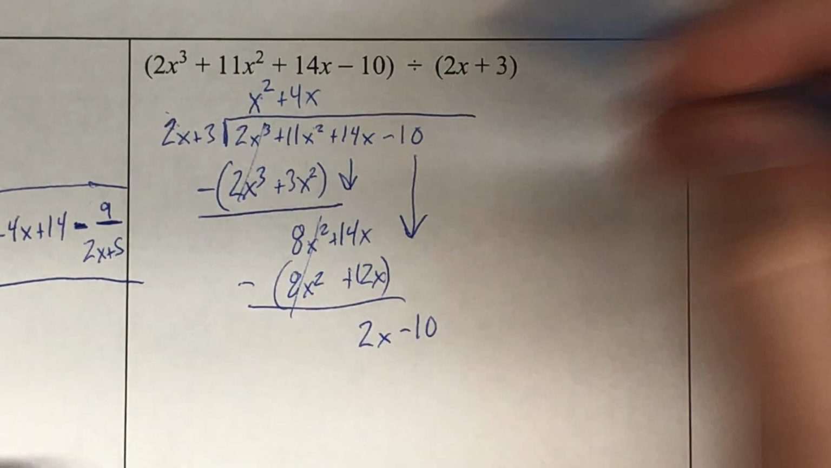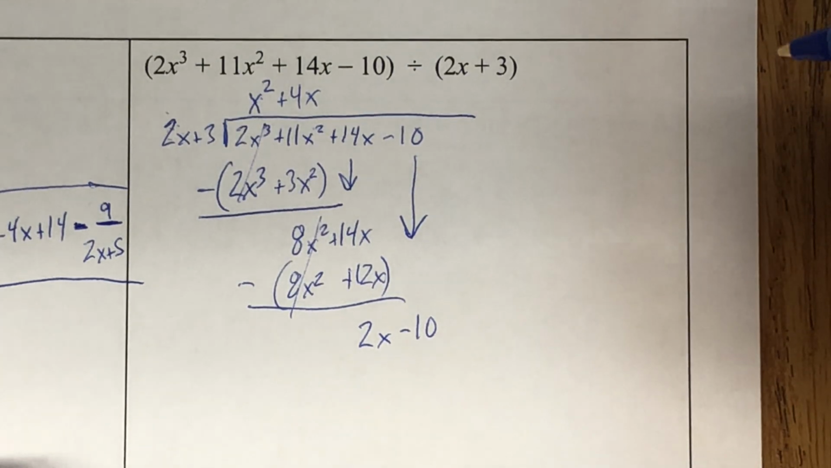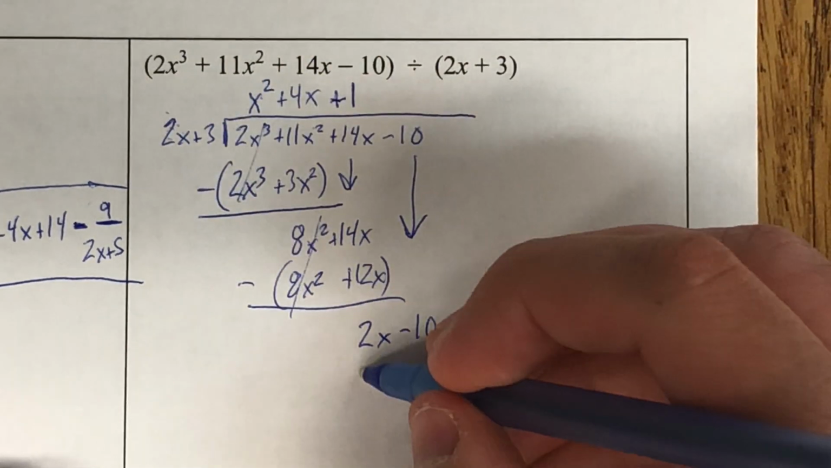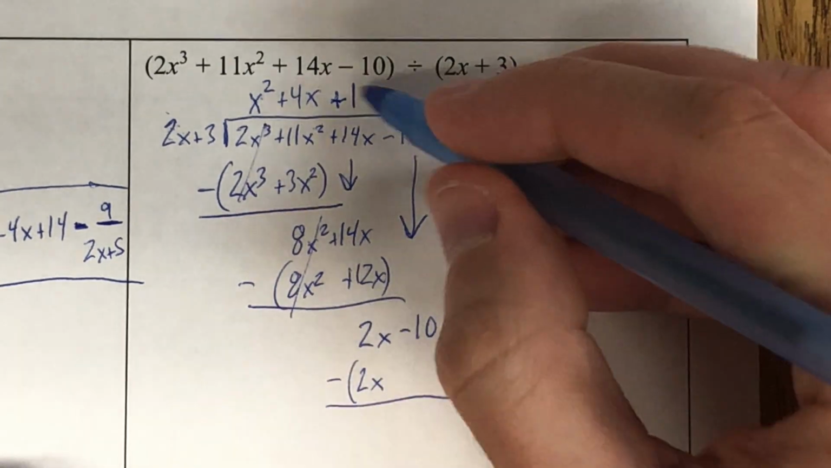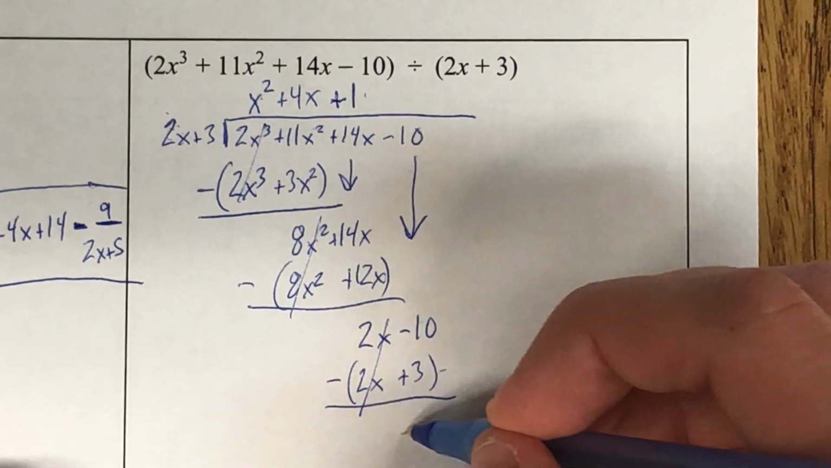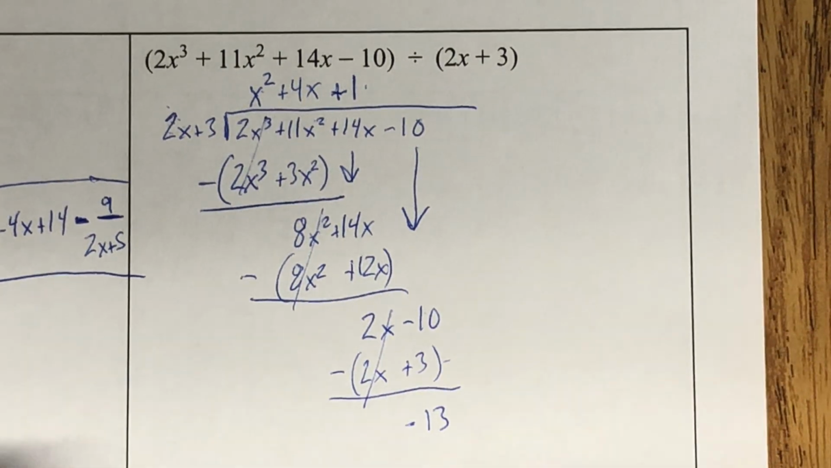Bring down the 10. 2x times what gives me 2x? Well, 2x times 1. So 1 times 2x is 2x. That'll help that cancel. 1 times 3 is 3. So those cancel. Negative 10 minus 3 is negative 13.